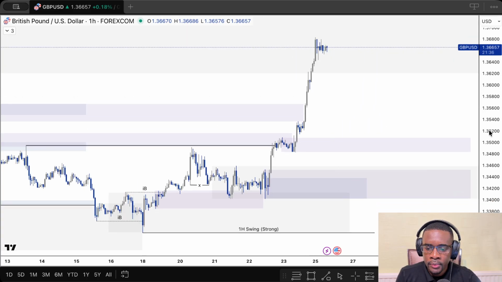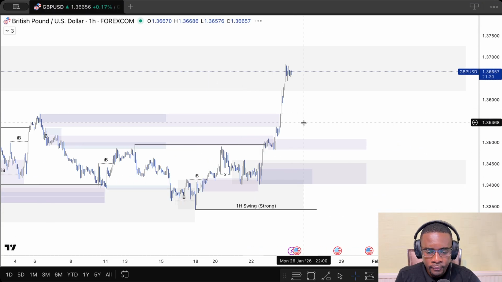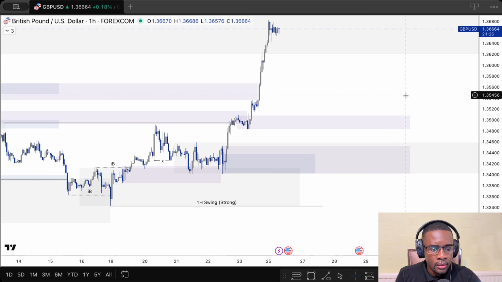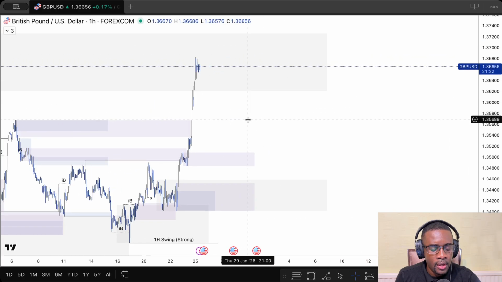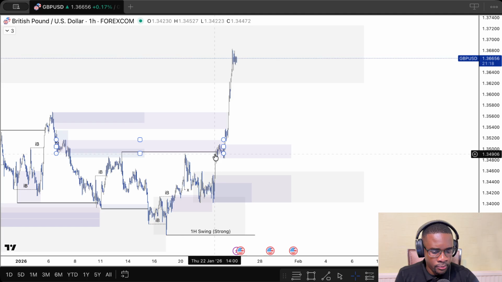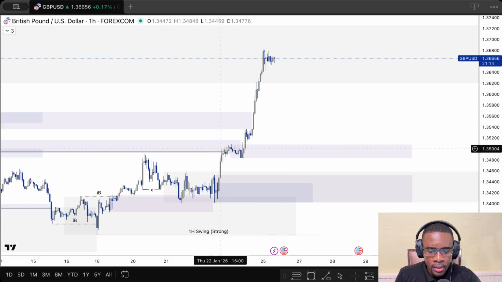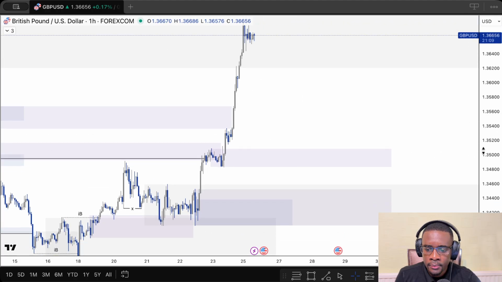And coming on to the 1-hour. So on the 1-hour, we've had our swing break of structure, and price just continued to shoot up from there. So nothing else really on the 1-hour. The structure we marked is the same.